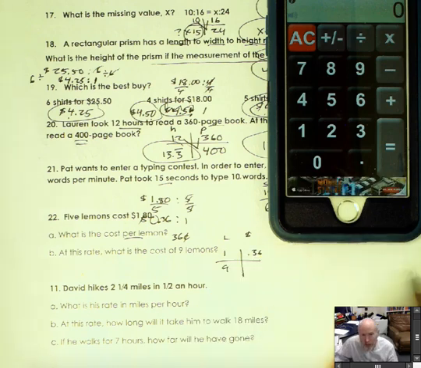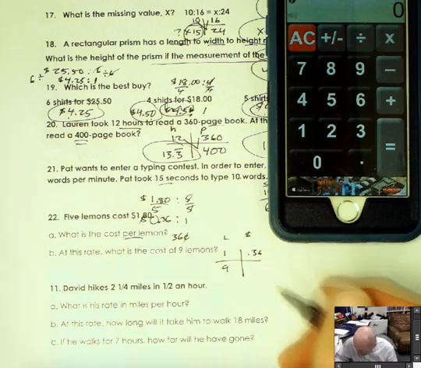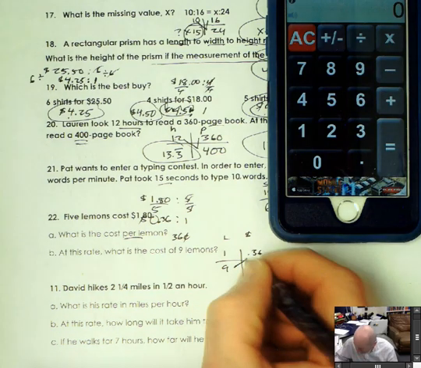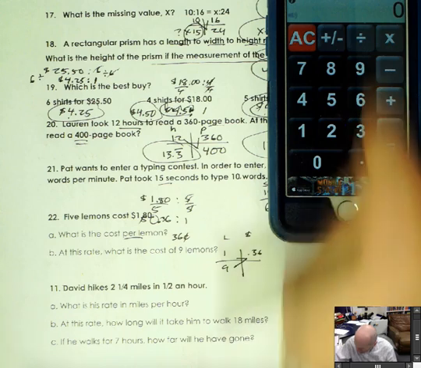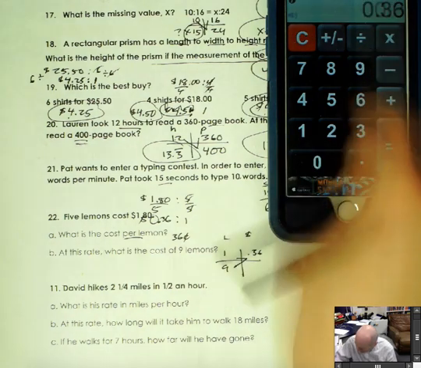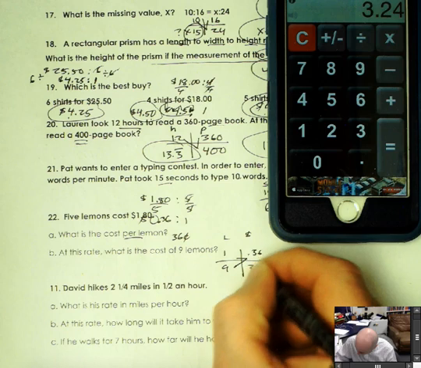And look, you're really doing the same thing, right? You're just going to multiply, and then you're going to divide by 1, which is just the same as just multiplying. So you just take that 9 times 0.36 equals $3.24.